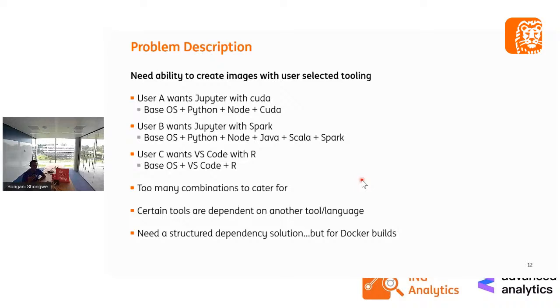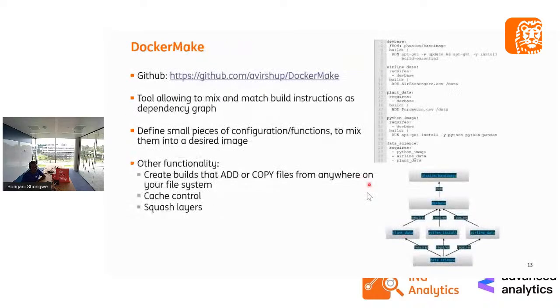So what we needed was some form of a structured dependency solution, but for Docker builds. What we came across was Docker Make. Docker Make is an open source project. It's a command line tool to build and manage stacks of Docker images. So with Docker Make, you can mix and match different sets of build instructions as a dependency graph to create maintainable and extensible stacks of Docker images.